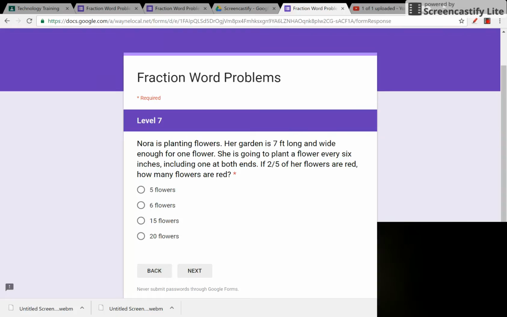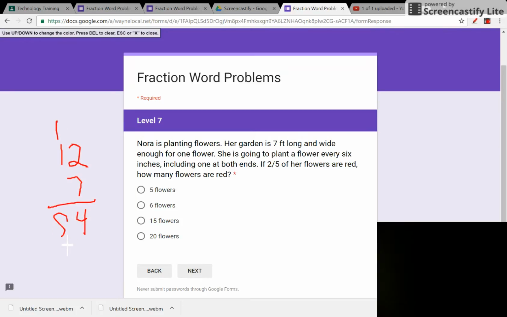I'm going to go off to the side here and do 12 times 7. And you get 84 inches. So there are 84 inches in the entire garden, and each 6 inches there's going to be another flower. So then we need to do 84 divided by 6.